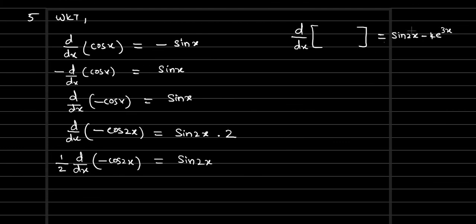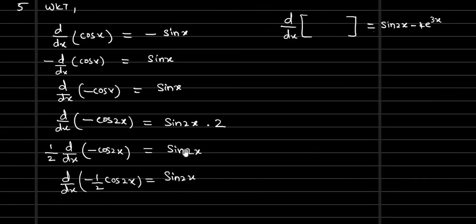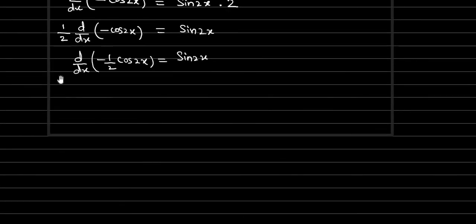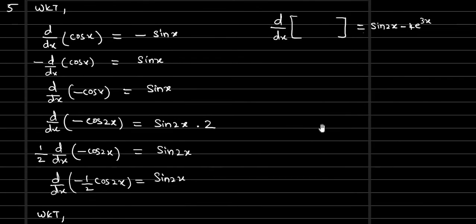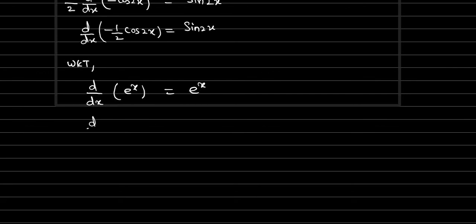The first part antiderivative actually we found. This 1 by 2 also we'll take inside. Minus 1 by 2 cos 2x. Okay, sin 2x antiderivative is minus 1 by 2 cos 2x. Okay, so next part. For 4 e power 3x, the antiderivative we need to find out. So again, we know that d by dx, e power x differentiation is what? Same e power x itself. And do we have only e power x? No, e power 3x we have, right? So both the sides we are going to have e power 3x.